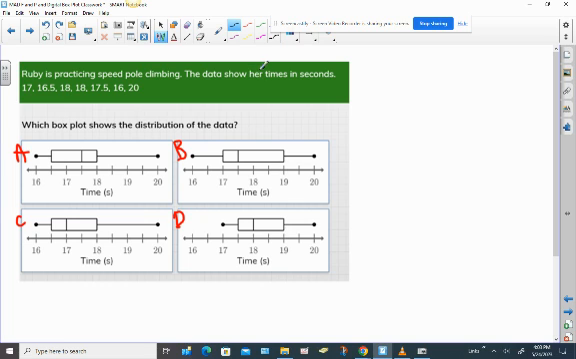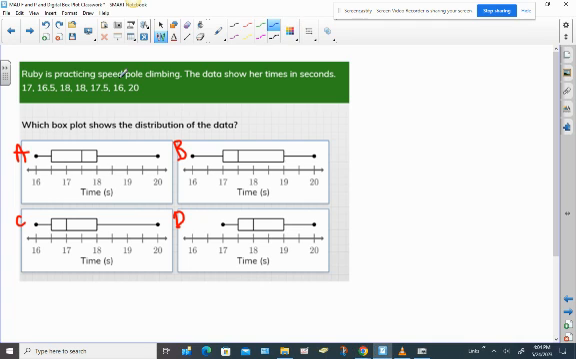The data shows her times in seconds, and here they are. Now, these are not in order from least to greatest. The only way you're going to be able to figure out which box plot shows the distribution of the data is by first taking all these numbers and ordering them and figuring out things like what's the median, what are the quartiles, etc.